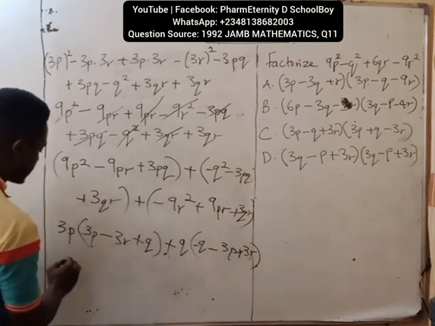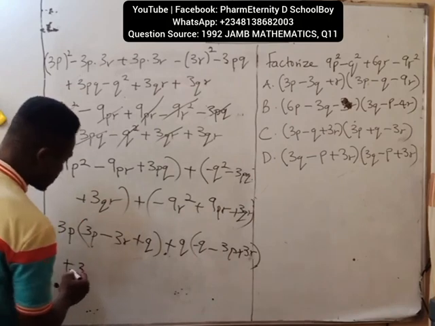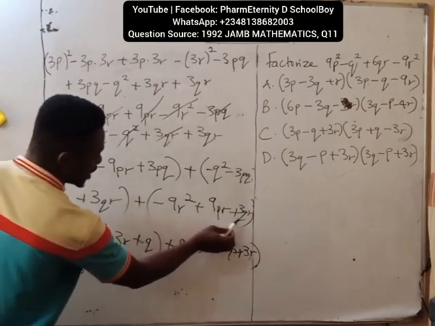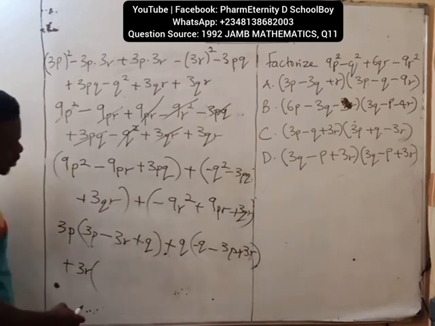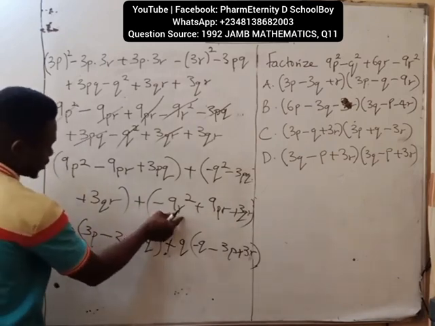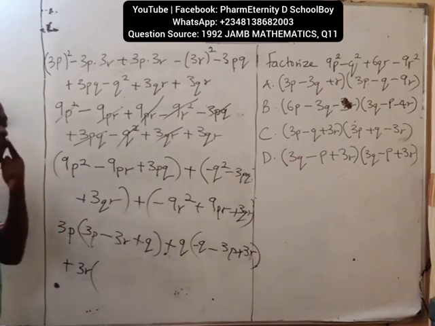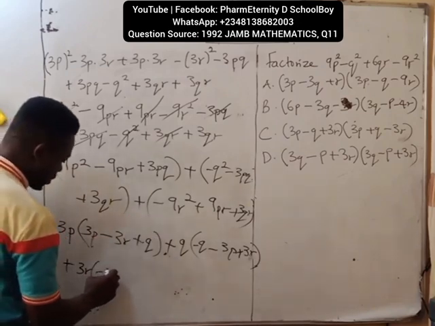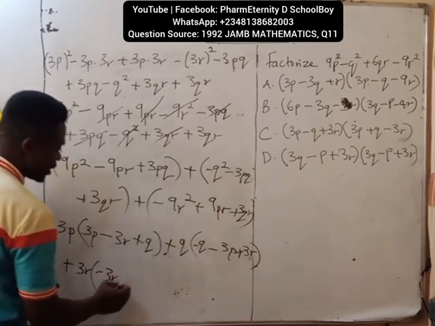Let's work on this one. Plus, what's the common factor here? 3 should come out first. R is here, R is here, R is here. So R, so we have 3R. Bracket open. Now minus 9R squared divided by 3R: 3 divides minus 9 to give us minus 3. R divides R squared, R will remain.